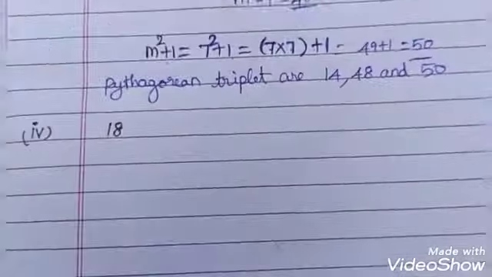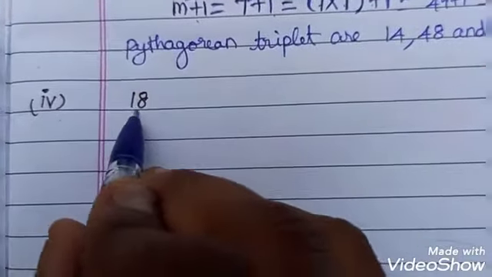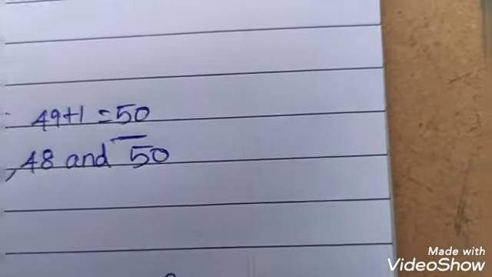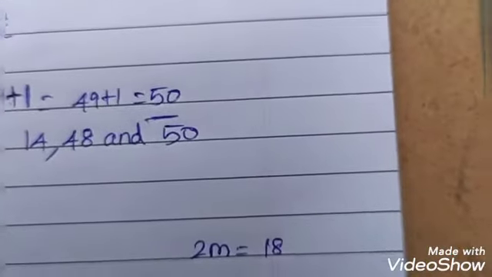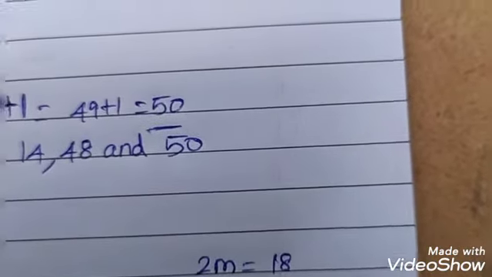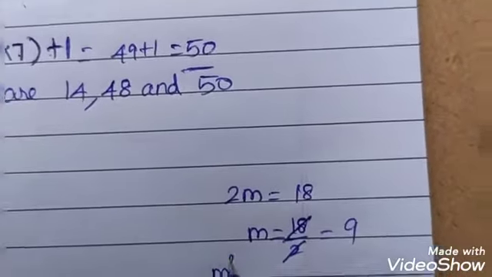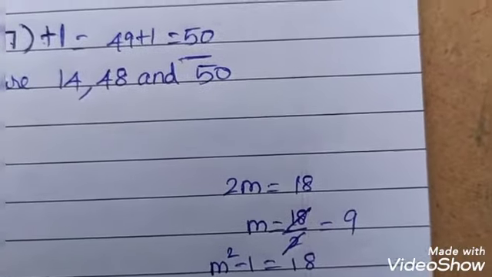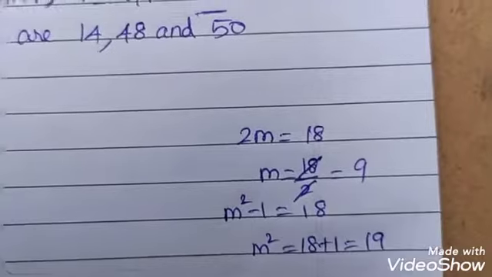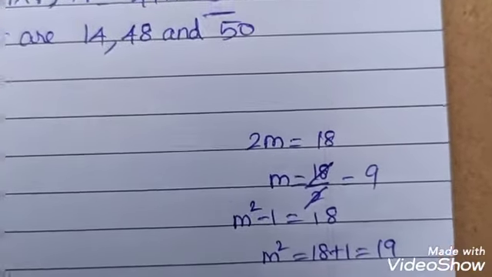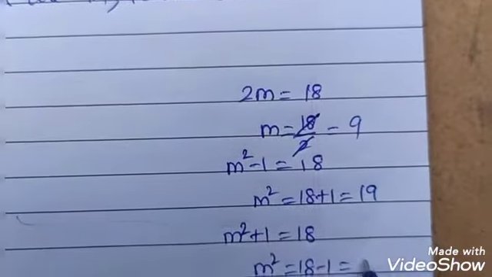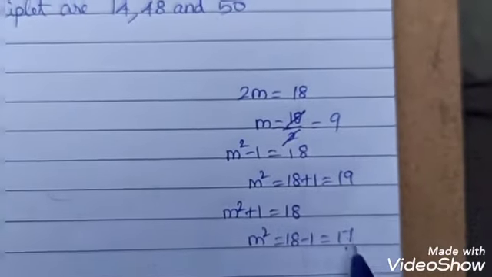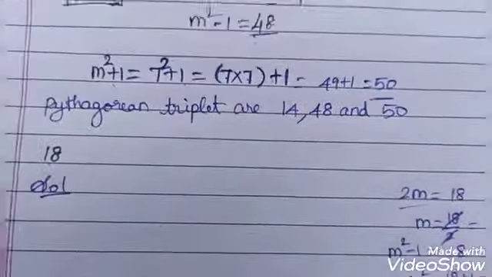Okay, next we move on to the fourth question, that is 18. Solution: same, 2m is equal to 18, m is equal to 18 by 2, equal to 9. For m square minus 1 equal to 18, m square is equal to 19, and for m square plus 1 equal to 18, m square is equal to 17. Here 19 and 17 both are not square numbers, so it is not applicable. So we take only 2m.